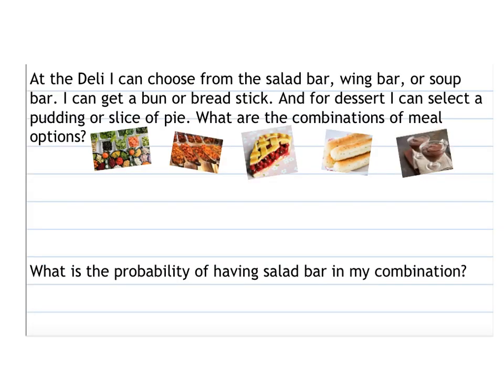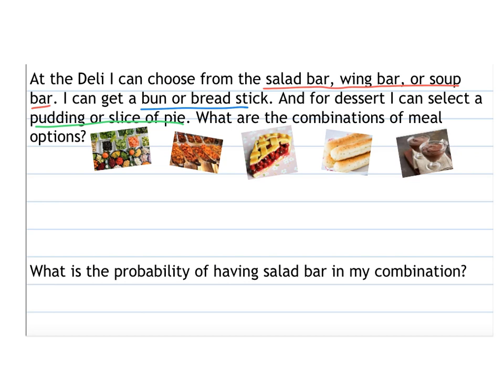All right, another one we're going to make tree diagrams for. At the deli, I can choose from the salad bar, wing bar, or soup bar. I can get a bun or a breadstick. And then for dessert, I can select pudding or a slice of pie. And then what are all of the combinations of meal options and how many outcomes are there? So looks like now we get 3 things that we're choosing from. We can choose salad, wing, or soup bar. And then the next thing would be choosing bun or breadstick. And then for dessert, we either get pudding or a slice of pie.